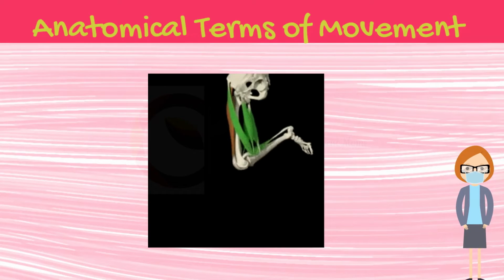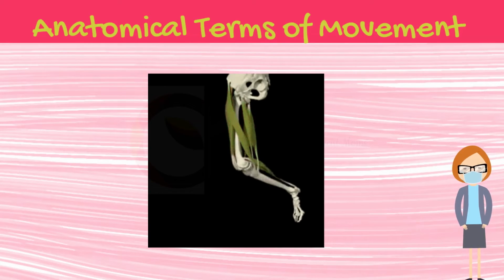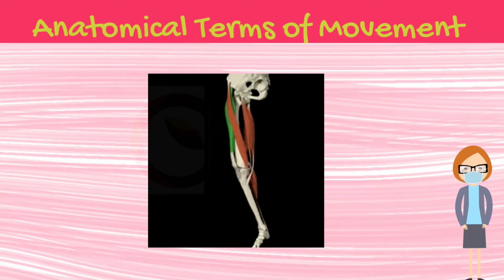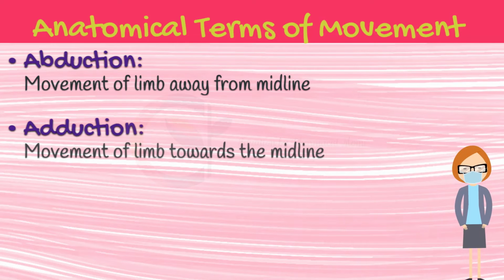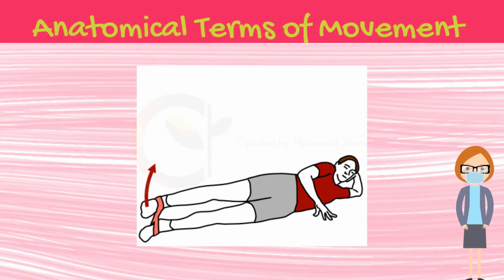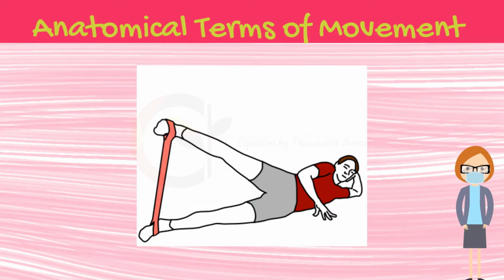This figure shows the flexion and extension of knee joint. Abduction, movement of limb away from midline; adduction, movement of limb towards the midline. This figure illustrates the abduction and adduction movements.